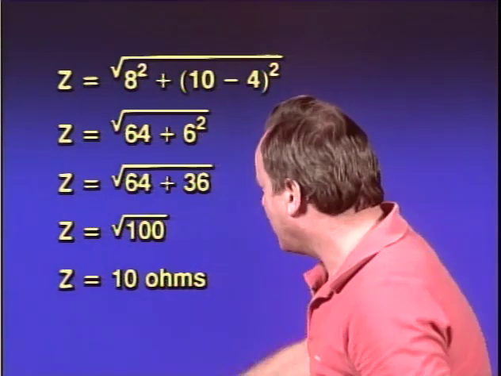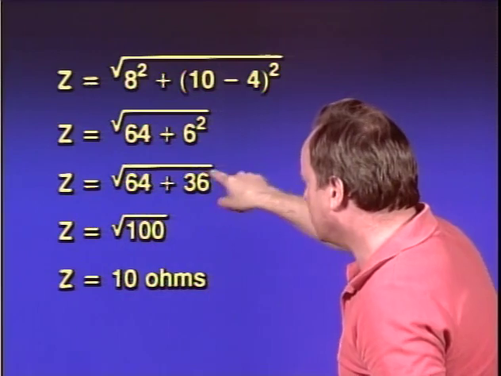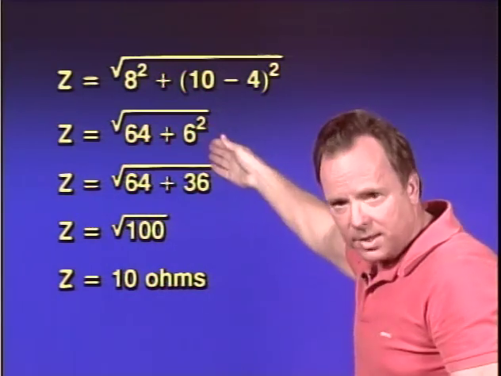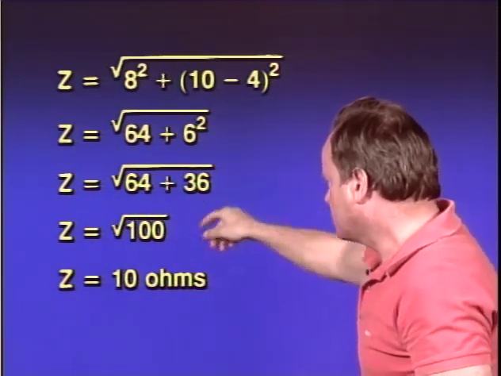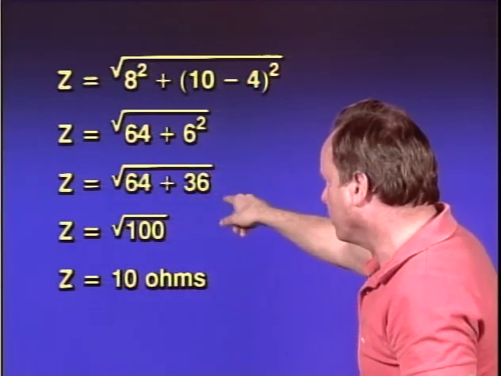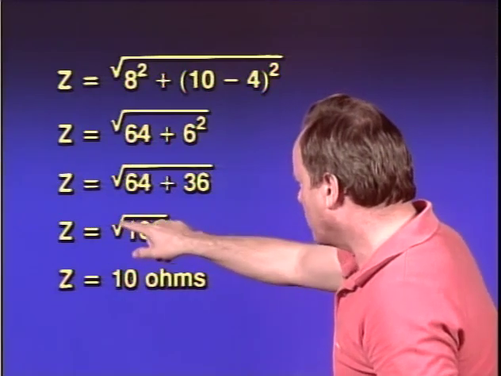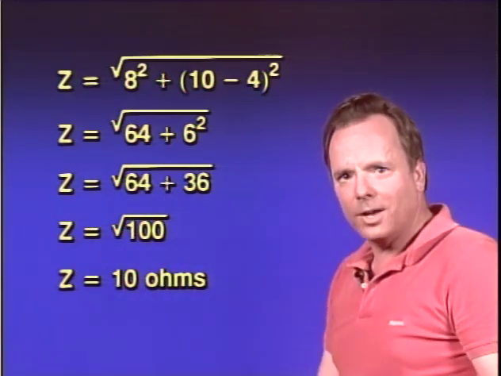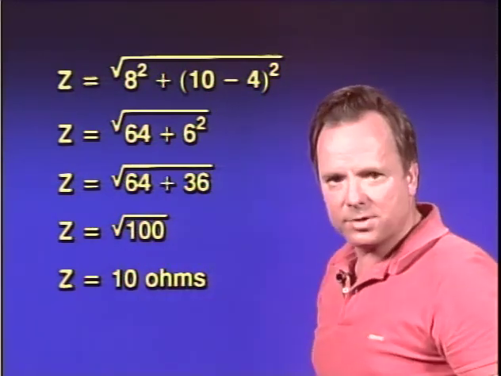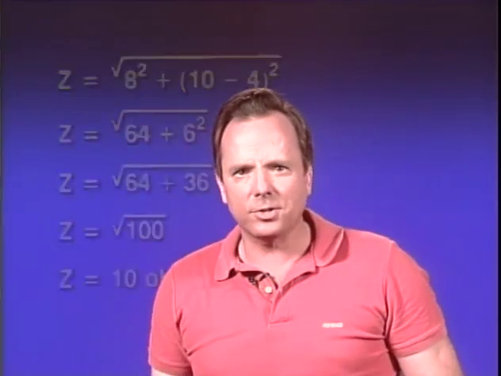Continuing down with this, Z equals the square root of 64 plus 6 squared. 6 times 6 is 36. So Z equals the square root of 64 plus 36. Add those two together, and Z equals the square root of 100, and you use your electronic calculator, and Z equals 10 ohms. That's the question they ask you about it, and do not panic. You do not need to memorize that formula. They'll give you the formula.